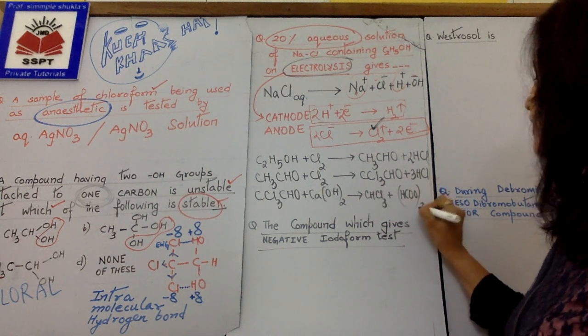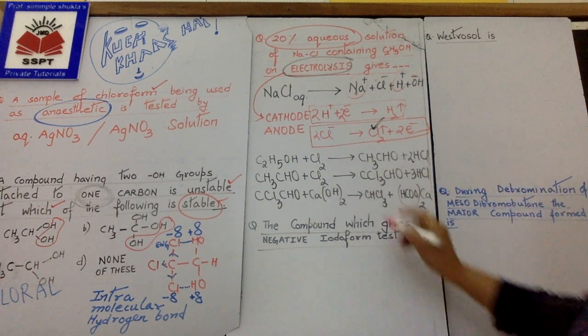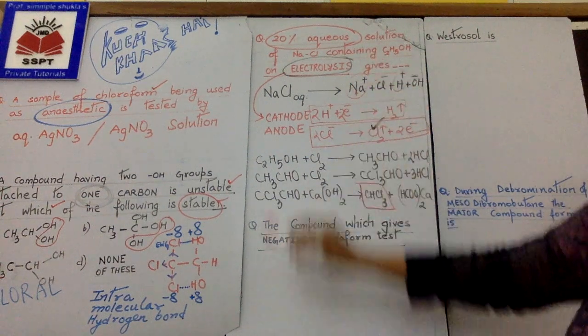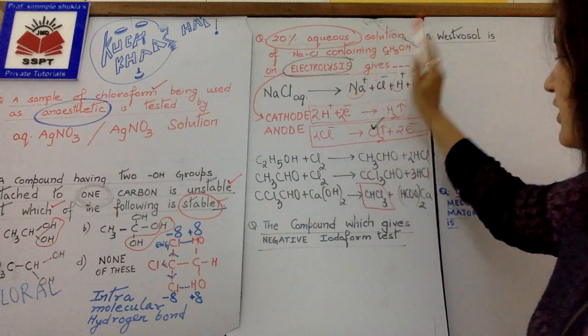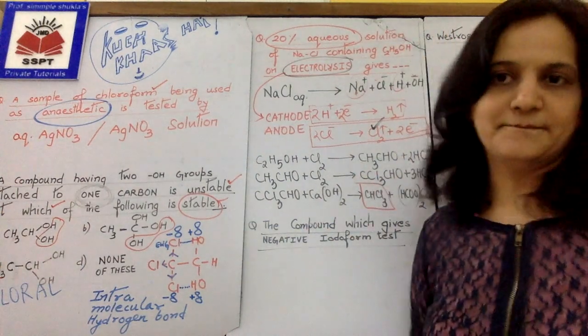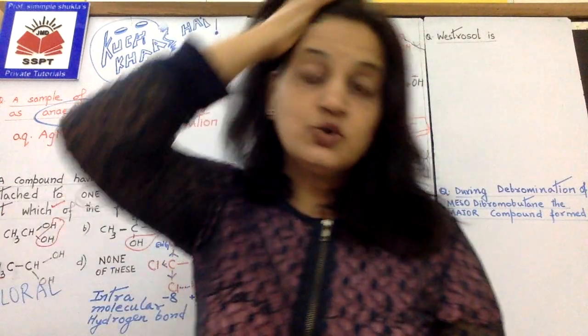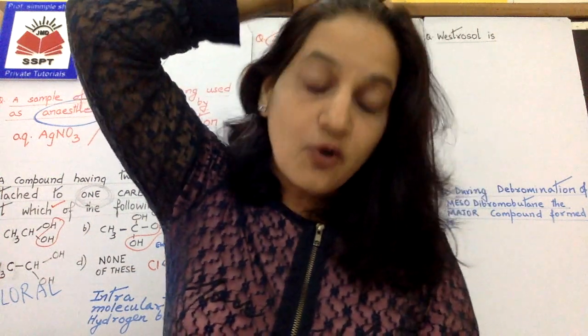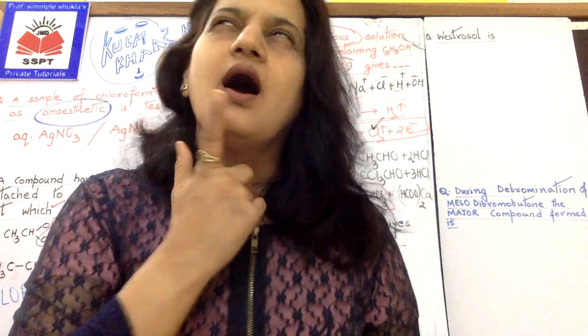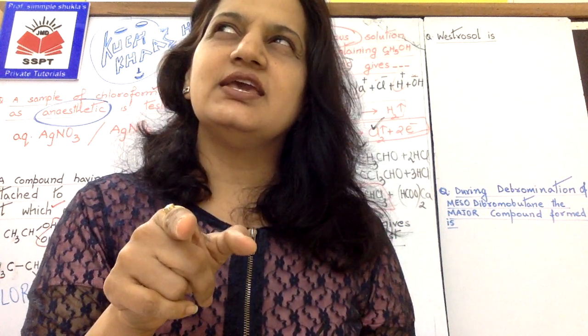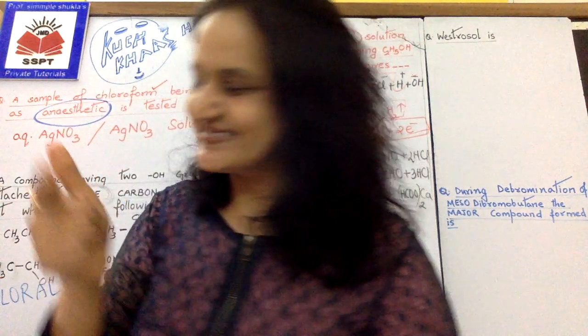calcium formate. So chloroform is formed. That is the answer. 20% aqueous solution of NaCl containing C2H5OH, which on electrolysis gives chloroform. Again, the method to prepare chloroform also we have learnt on page 84.